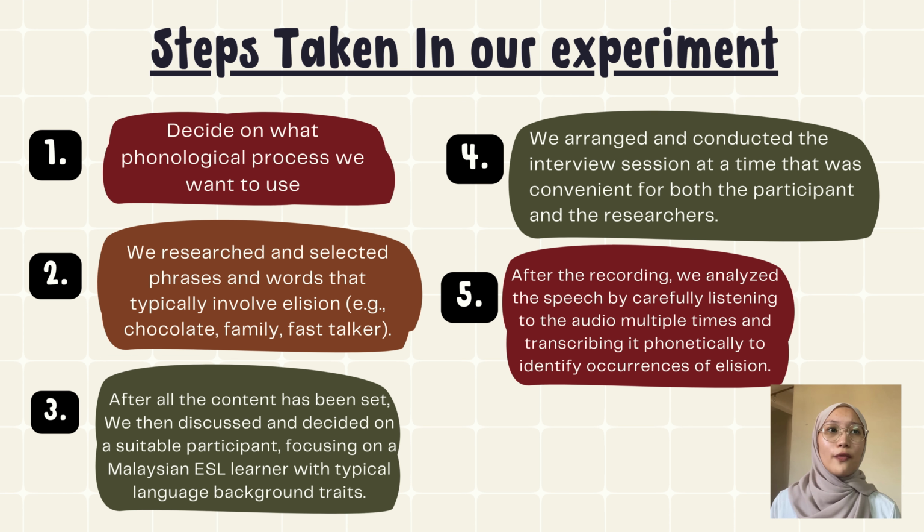Once we had chosen the phonological process, we began selecting the words and phrases we would use to observe elision in action. We focused on commonly used words that are known to contain consonant clusters where elision often occurs. Some of the words we included were chocolate, sandwich, and family. These words were chosen to help us see whether elision naturally occurred when the participants spoke at a normal, relaxed pace.